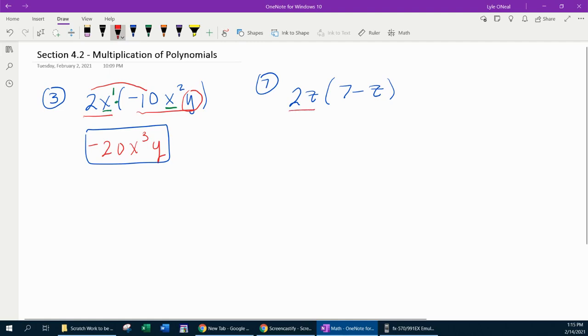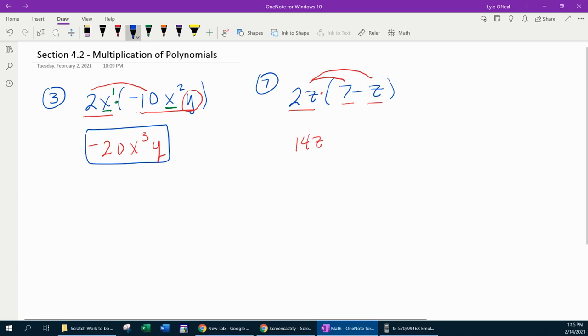Here we have a monomial times a binomial. And this is going to be the distributive property. The 2z is going to distribute to everybody in the parentheses. So first we're going to say 2z times 7, which is 14z. And then notice when I multiply the 2z times negative z, here I'm going to reiterate the two steps that I mentioned in problem number 3.